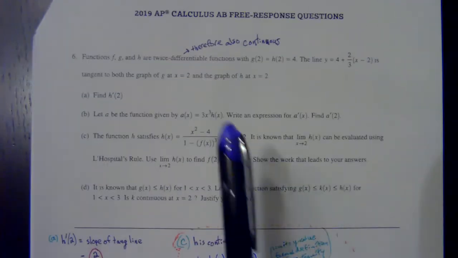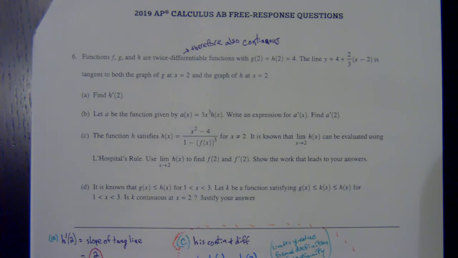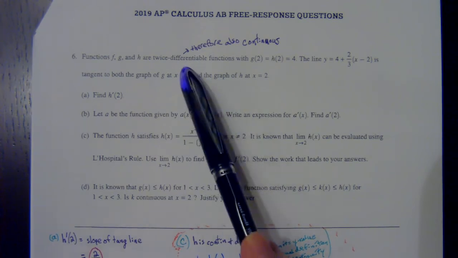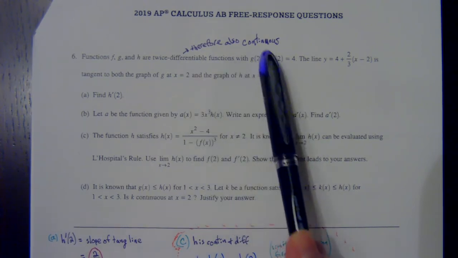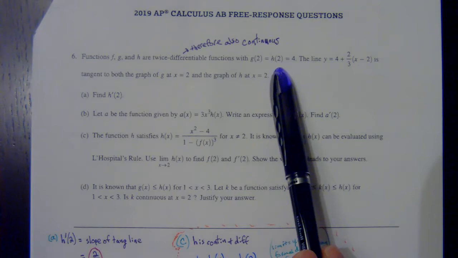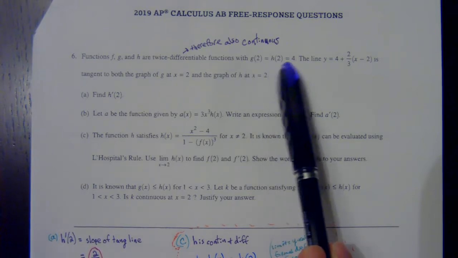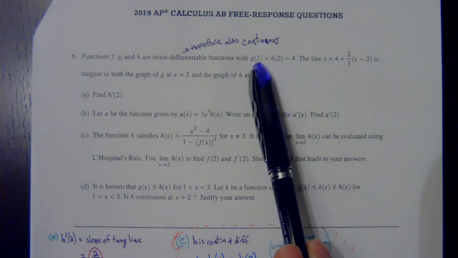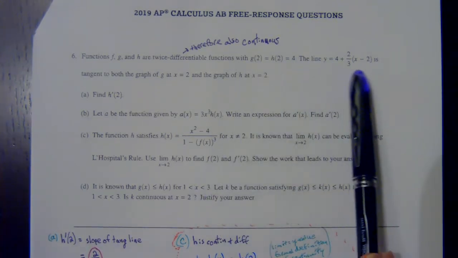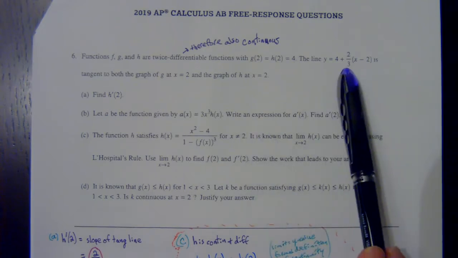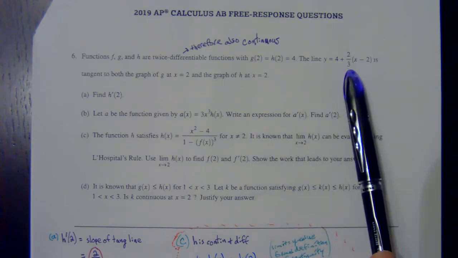But when they tell us a function is differentiable, just in the back of our mind, we know if something's differentiable, that means it's automatically continuous, right? And it tells us a couple of y values here. This means when g of 2 is 4 and h of 2 is equal to 4, that means when x is equal to 2, the y value is equal to 4. Gives us the equation of the tangent line. There's the slope of the tangent line. There's the 2/3 right there.